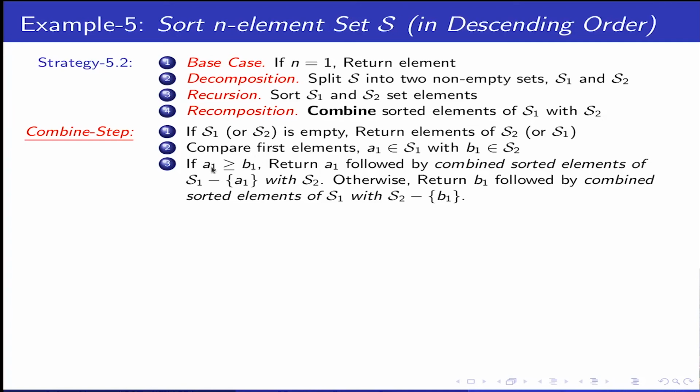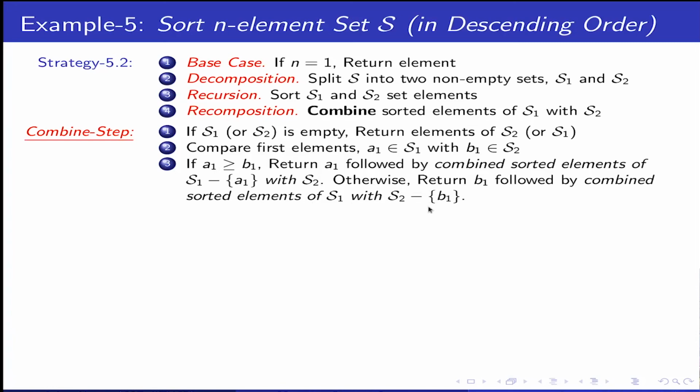Otherwise, you compare the first elements. Remember that S1 and S2 are sorted. If the first element of the first array is bigger than the first element of the second array, then I will put it first, followed by a recursive call of combine with the rest of the elements from the first array and S2. Otherwise, since I am doing it in descending order, I will put B1 first, followed by the combination of S1 and S2 minus B1.